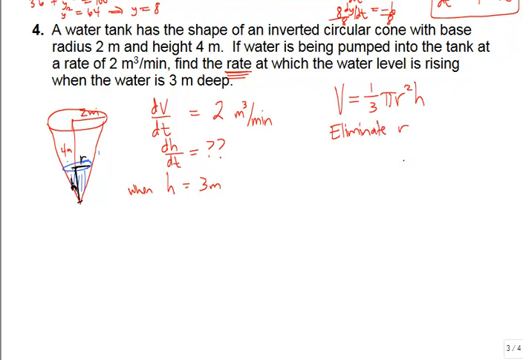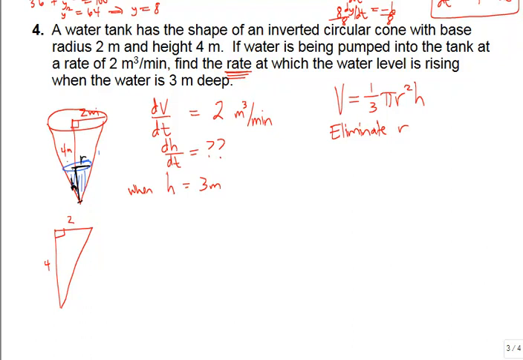And we're going to do that by finding some sort of relationship between this radius and this height. So some sort of formula that relates r and h. And that's going to come from a little bit of geometry. Because this great big cone has a radius of 2 and a height of 4, you can visualize that as a big triangle like this.